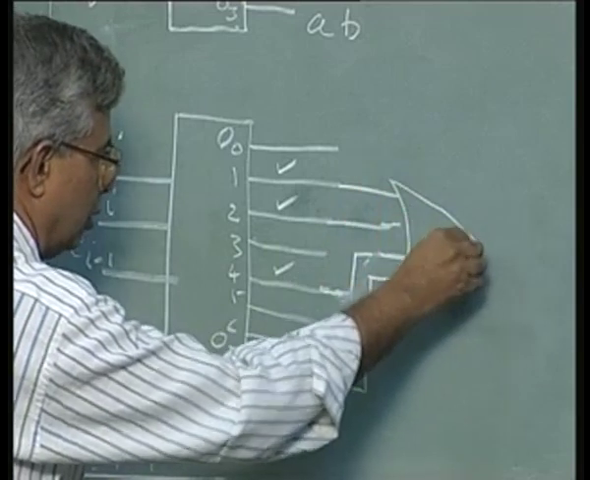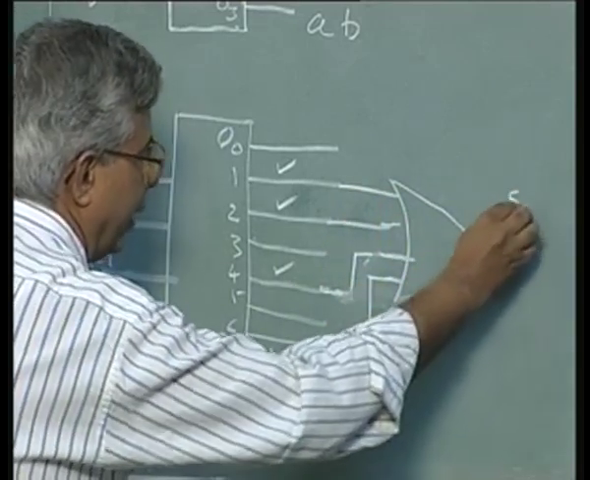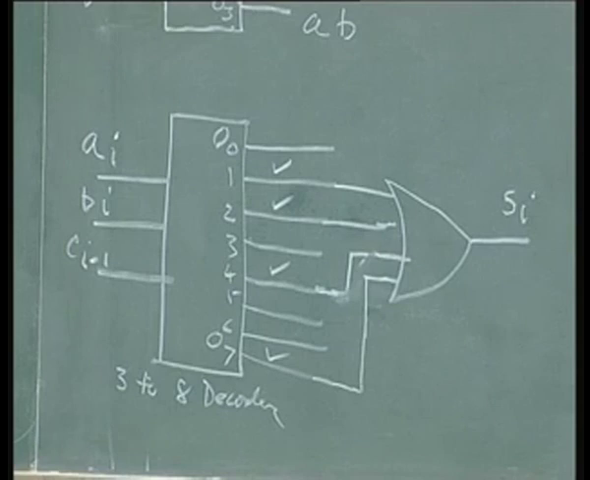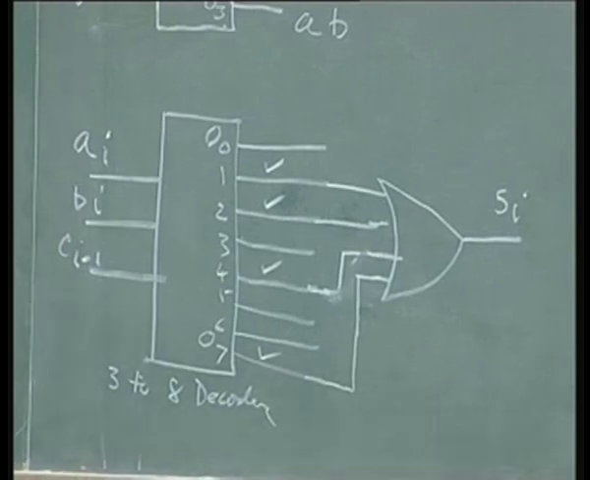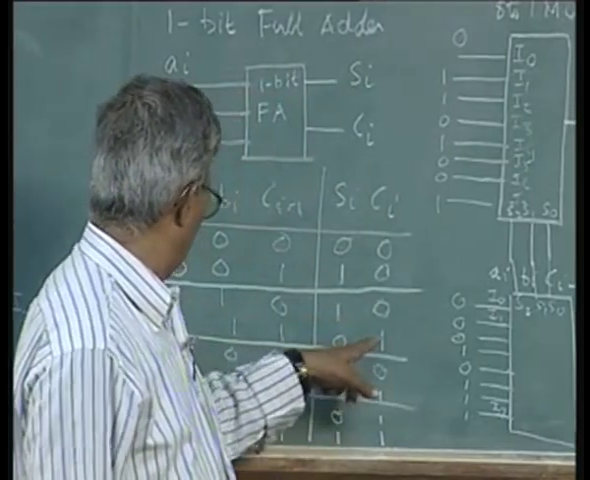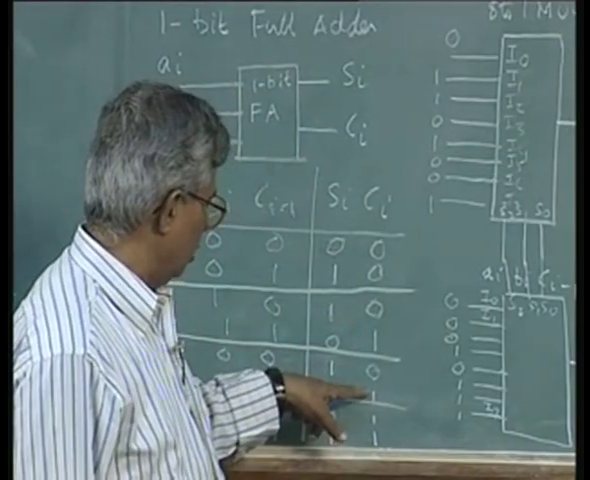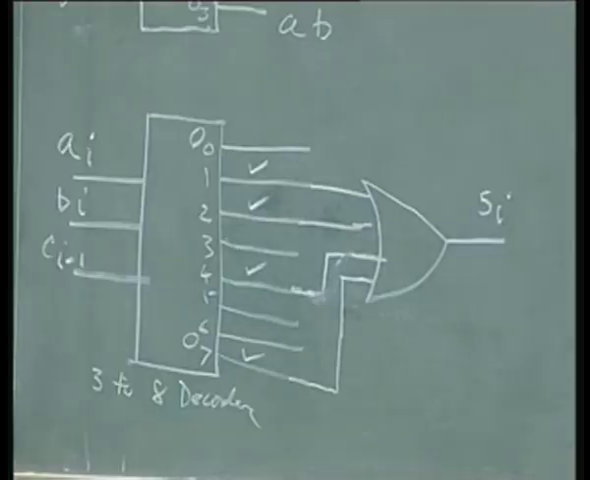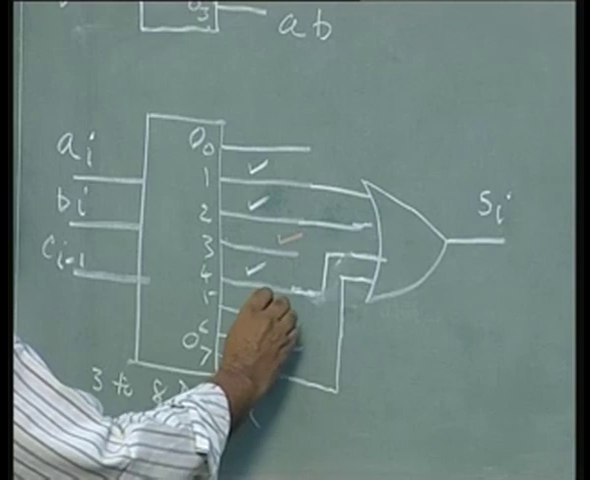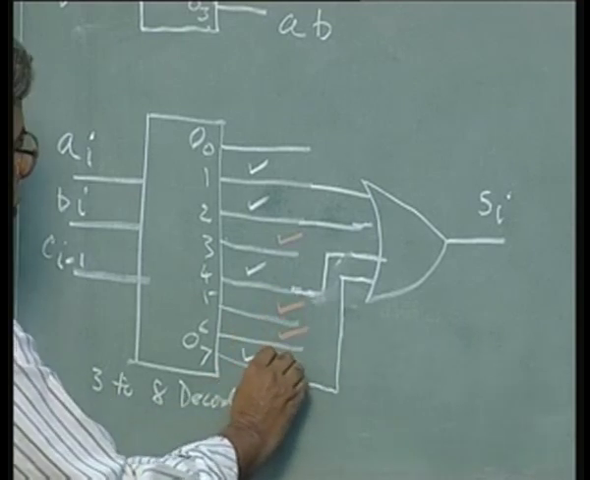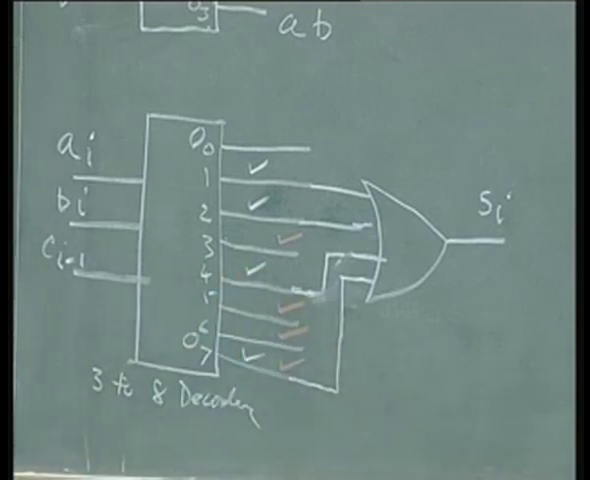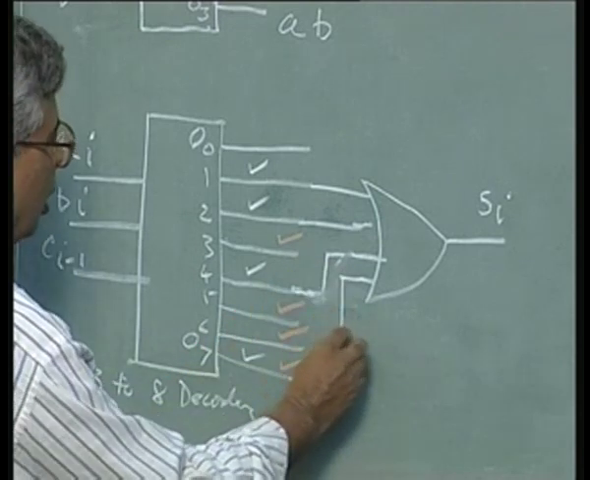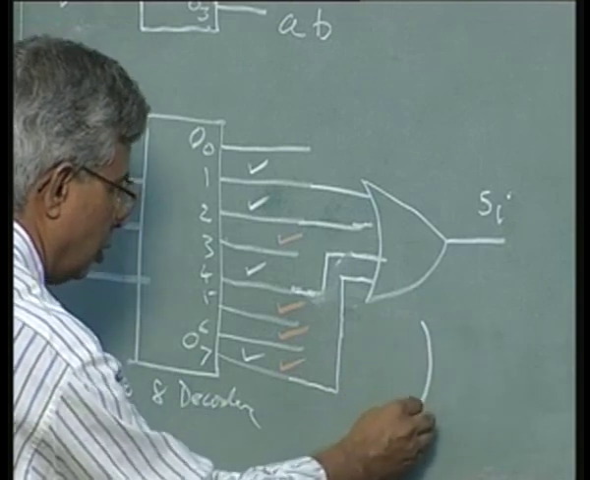Tie them together and call it Si, and for the carry we want the outputs 3, 5, 6 and 7. Take these outputs and put them into another OR gate.